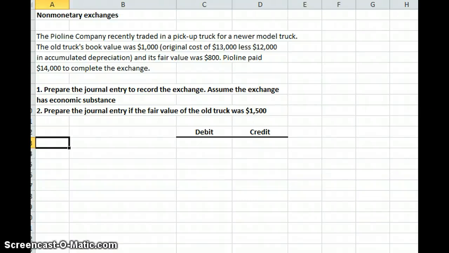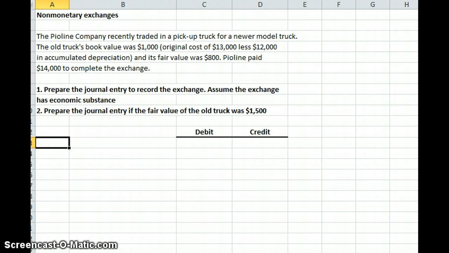Okay, in this example, we are going to look at some non-monetary exchanges. The Pile Line Company recently traded in a pickup truck for a newer model truck. The old truck's book value was $1,000, which had an original cost of $13,000 and accumulated depreciation of $12,000. Its fair value was $800. Pile Line paid $14,000 to complete the exchange.